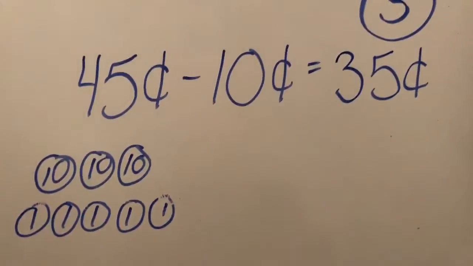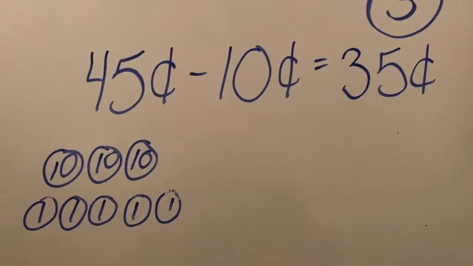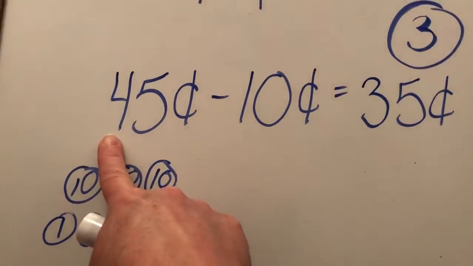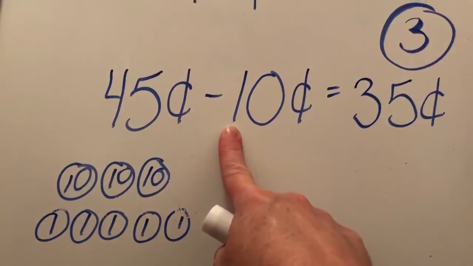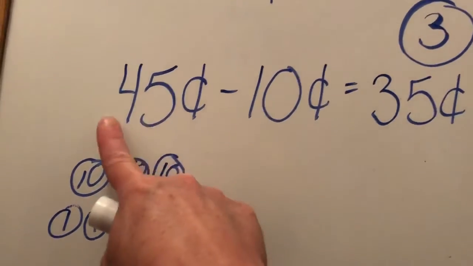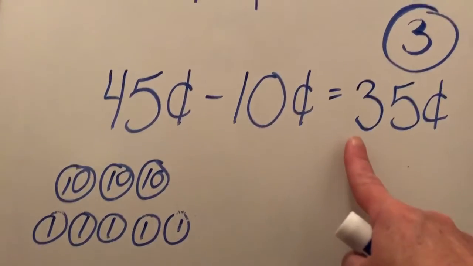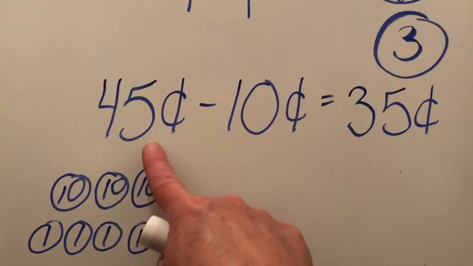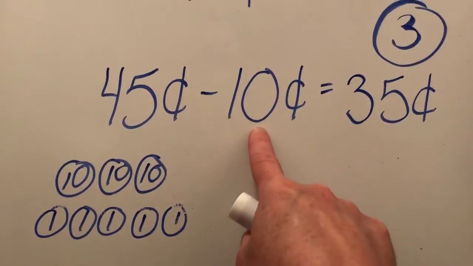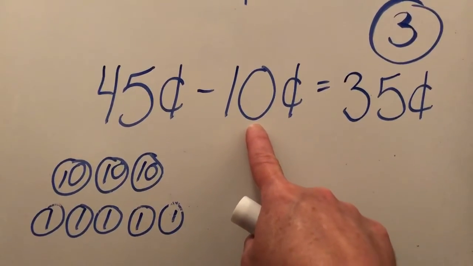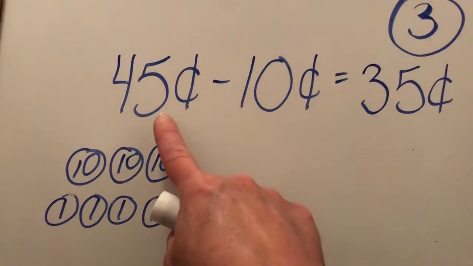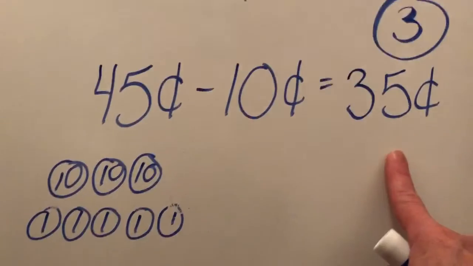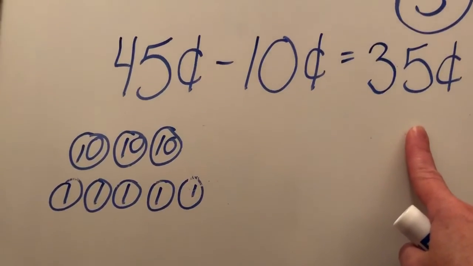But we can figure that out easily. We don't have to use dimes and pennies to figure this out. We can look at our tens place and know that we're taking away one of those tens. And we know that 4 take away 1 is what? It is 3. Does that change our ones? No. See, look at that 0 there. We're not taking away any ones. Our 5 cents remains the same. So the answer is 35 cents.